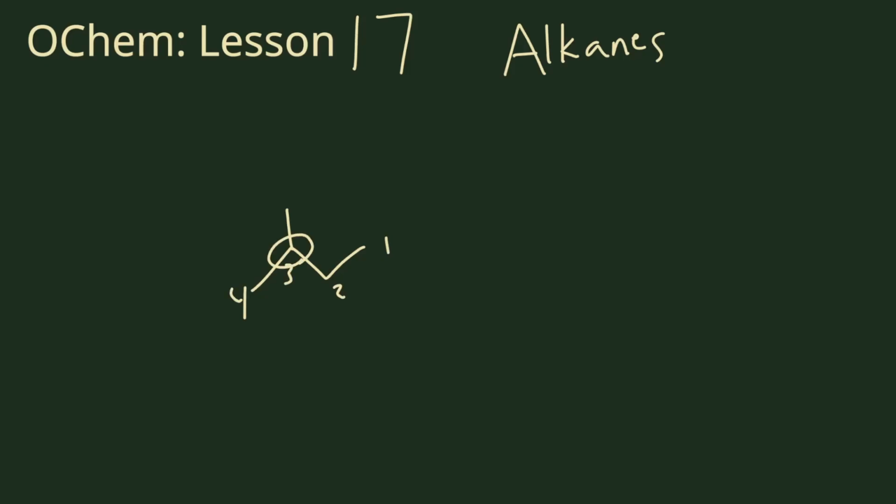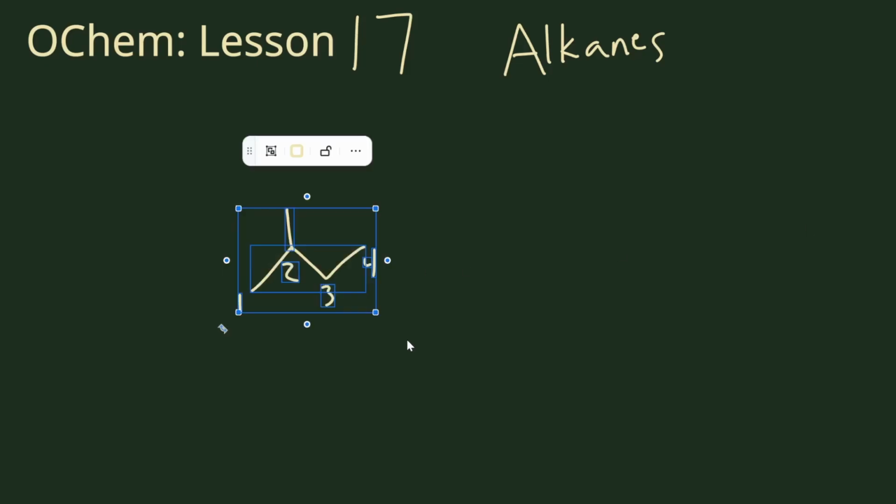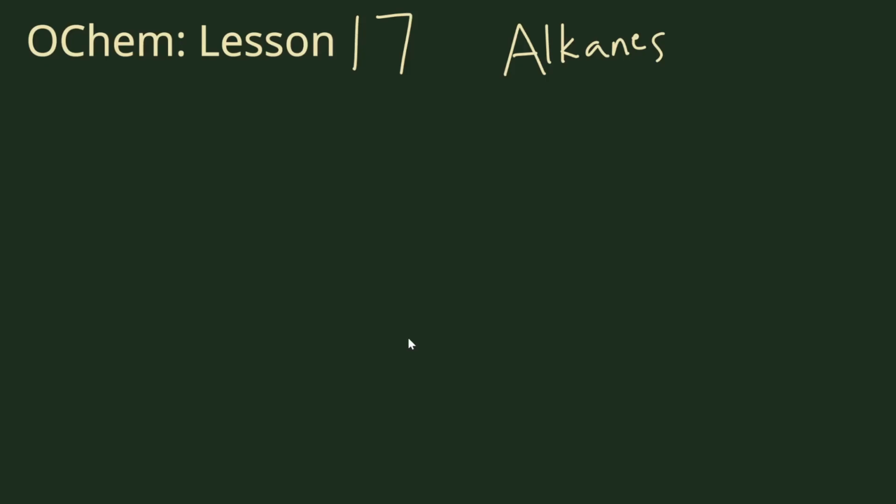We don't do that because you want to keep the smallest number possible for wherever that's going to happen. So we would label from this direction this way here. But these are all alkanes, and their behavior is going to be relatively similar almost no matter what.